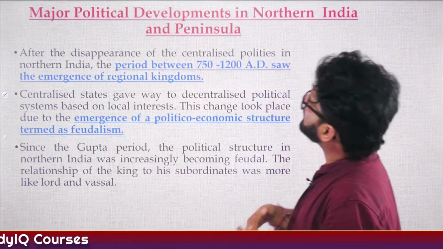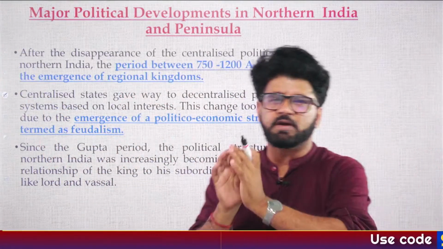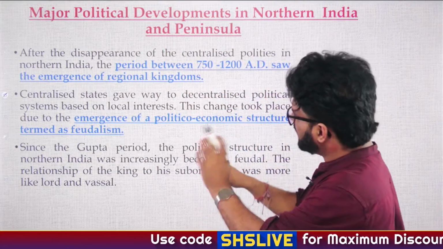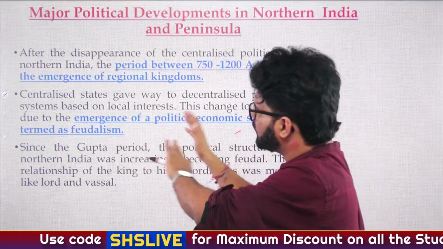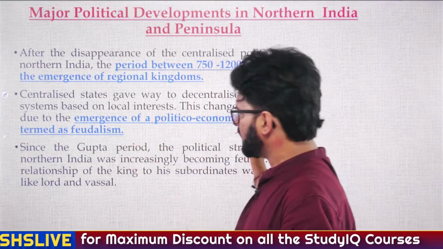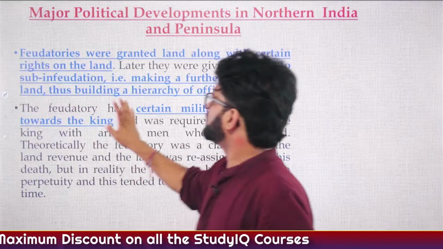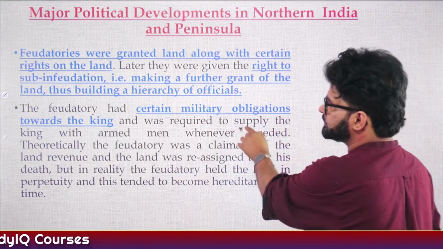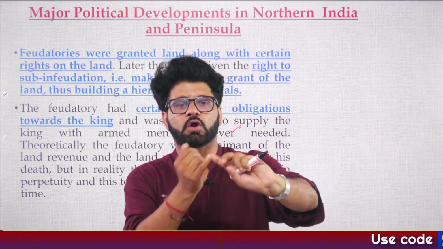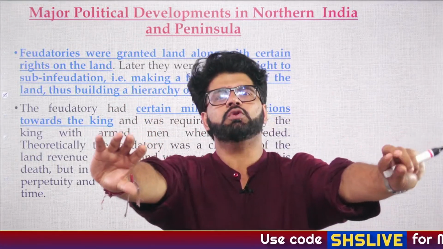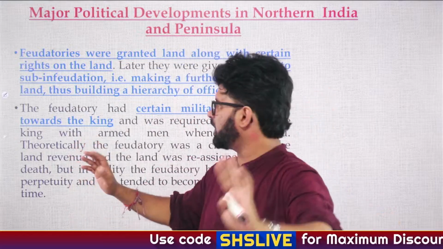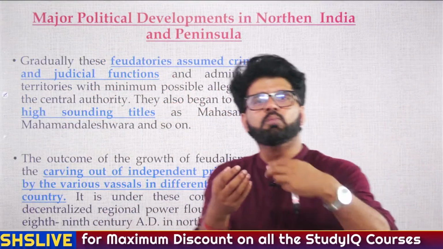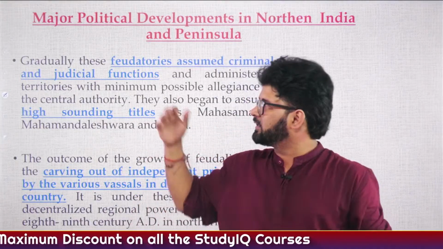Now let's come back to our discussion of the day. Major political developments in northern India and the peninsula. What we have discussed is that this period saw the emergence of regional kingdoms, Pala, Pratihara and Rashtrakutas. Majorly, that's what they are saying. Feudatories were granted land. And these feudal lords, along with giving a certain amount of revenue back to the king, also have to maintain an army, which was known as the feudal army. Gradually, they will assume more and more power. The king will become weak, and they will assume more and more power.